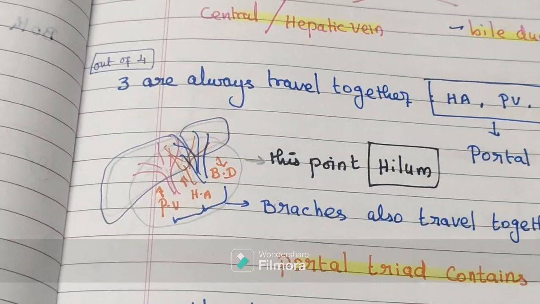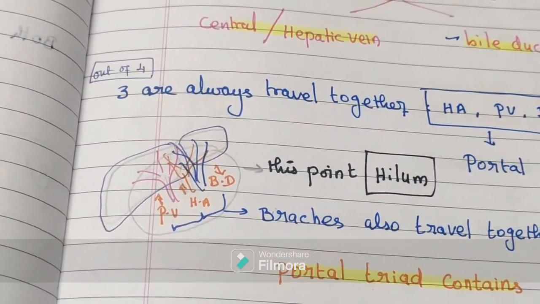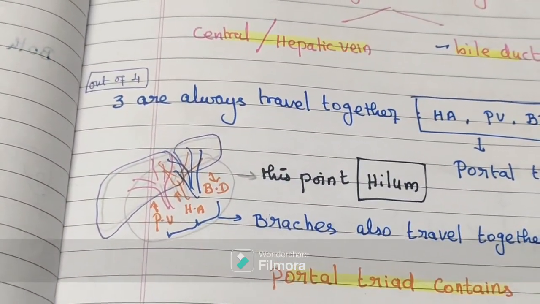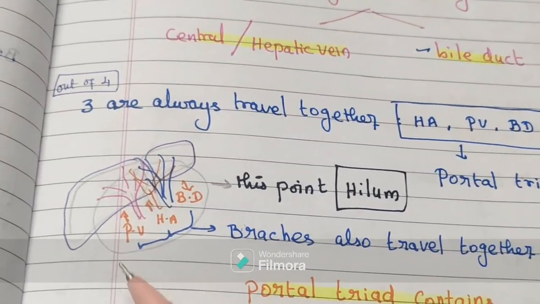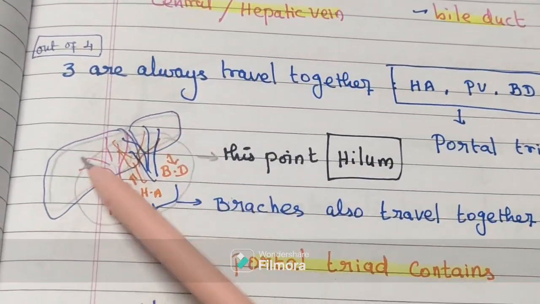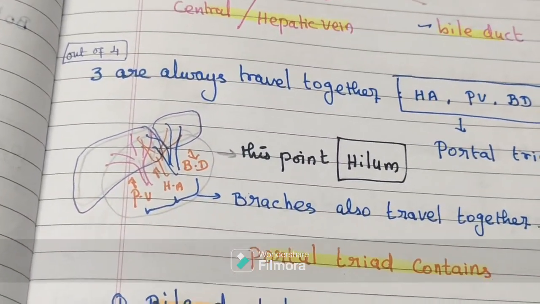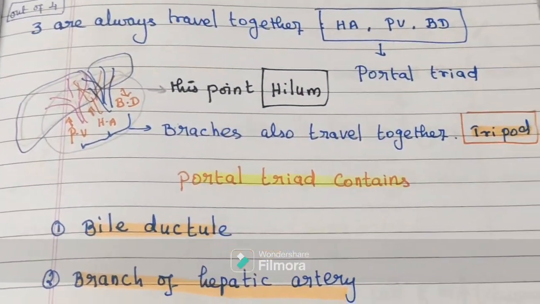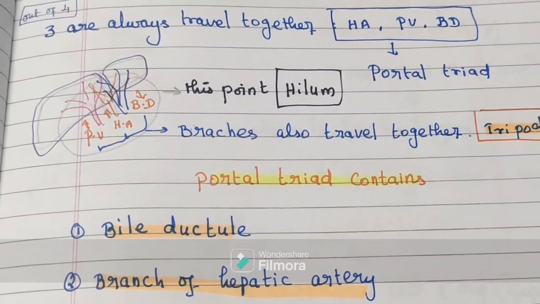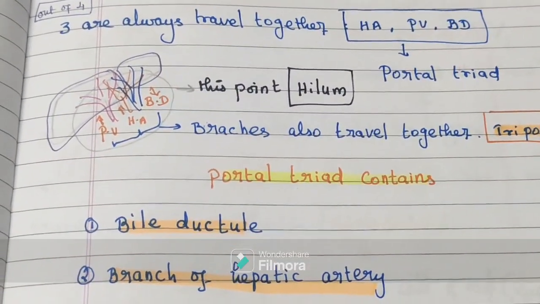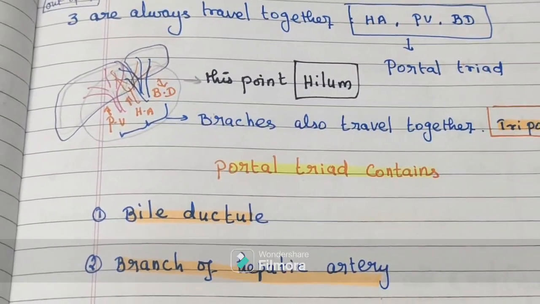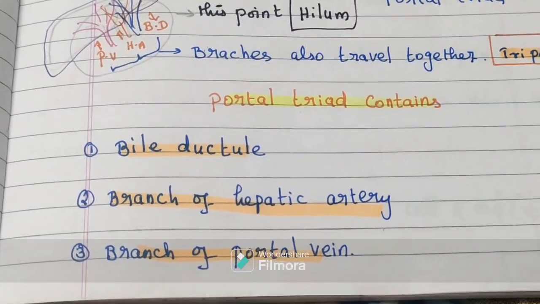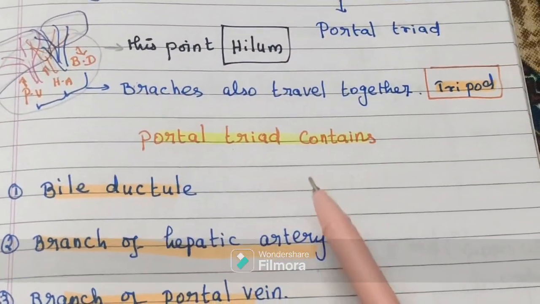combining together to form the bile duct. Not only the main hepatic artery, portal vein and bile duct travel together, the branches also travel together. The three ducts also travel together. I have attached the diagram also. So this is known as the triad, which is always traveling together. Three things always traveling together, not separated. The branches also travel together. The portal triad contains the bile duct, hepatic artery and portal vein. These three things are considered the portal triad.